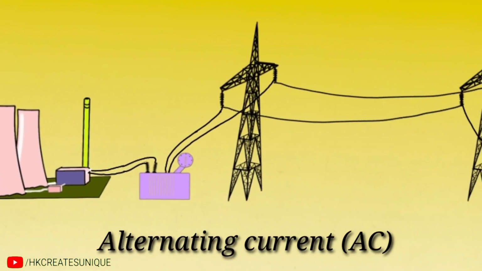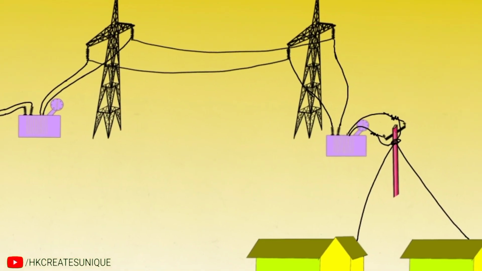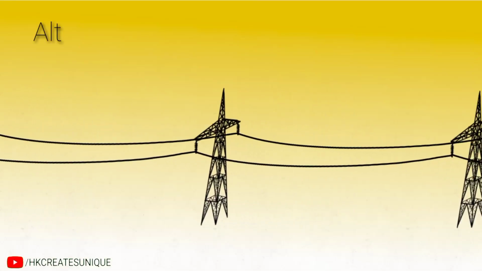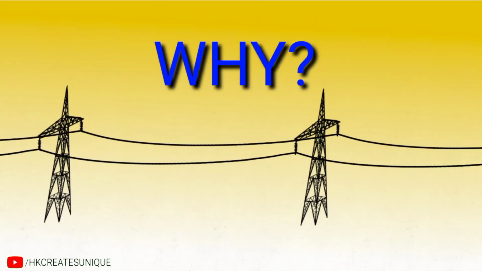Why alternating current is used in power transmission system? The short answer to this question is alternating current is more efficient when transmitted over long distance. But why?